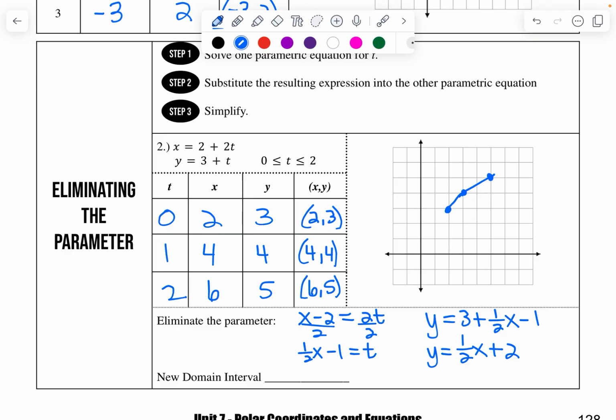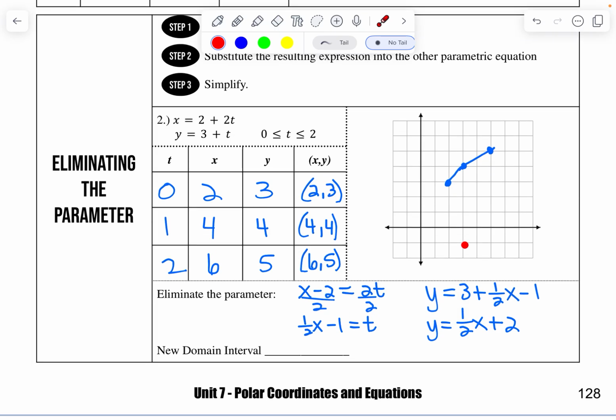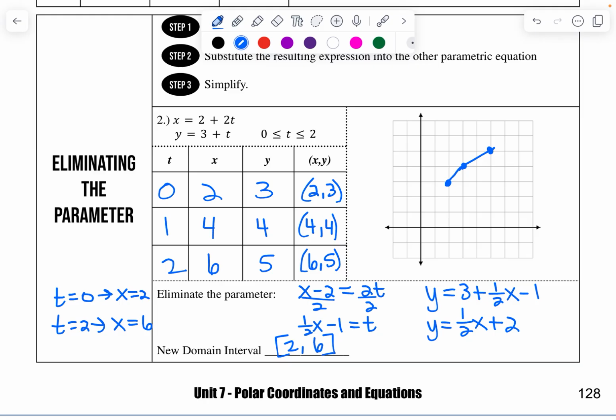That's for the original, but let's take a look at where these will translate to if we have eliminated the parameter. Because they said to use t equals 0 to t equals 2, if t equals 0, that corresponds to an x value of 2. And if t equals 2, that corresponds to an x value of 6. So the new domain interval would be from 2 to 6 that we have graphed that function on.